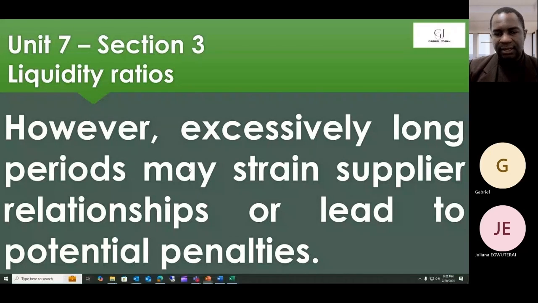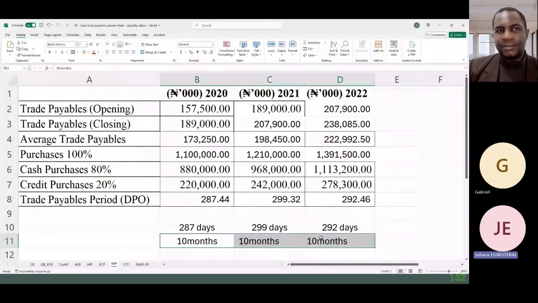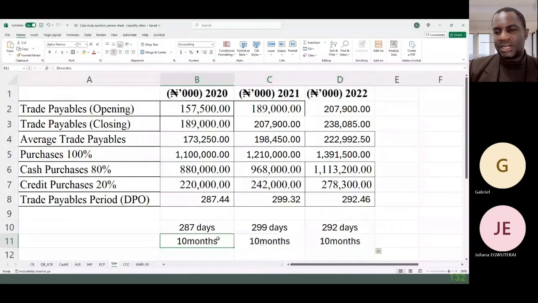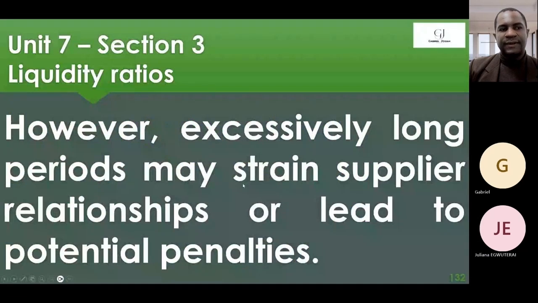Like we opined here, I think 10 months is too much, sincerely. 10 months is too much, no matter the agreement. Yes. Yeah, no matter the agreement. I think 10 months is too much. And I don't think any agreement will go beyond 3 months or 2 months. 10 months is a strain on their cash flow.